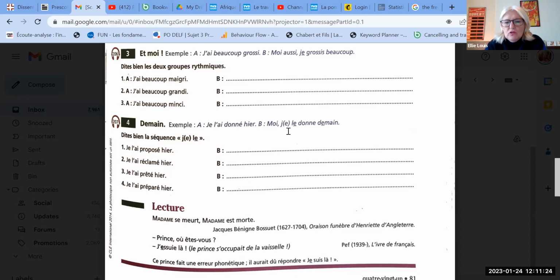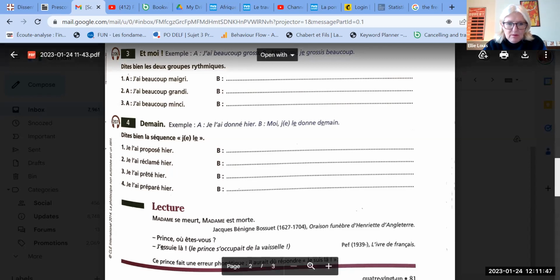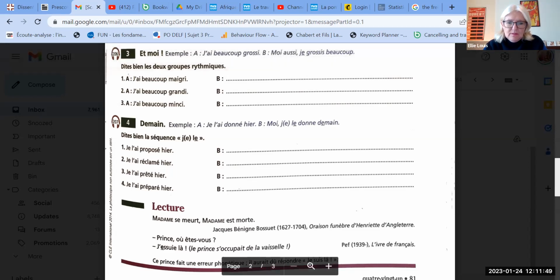Moi, je le donne demain. Now notice that the je there is sort of cut because it's going straight into the le. So this is really good for improving your listening skills. Try saying it. Actually, I gave it yesterday. Okay, let's hear that number 2007, 27. Okay.